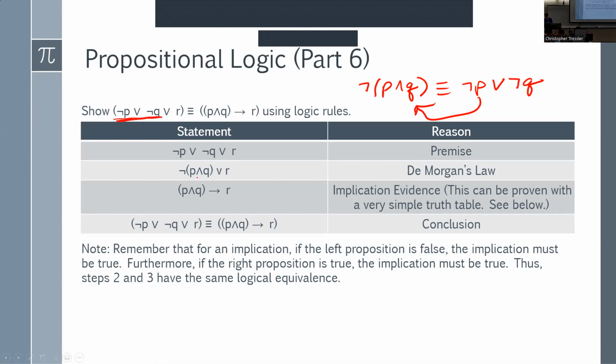Now notice we have implication evidence, which once again I said can be proven by a truth table in itself. We have the negation of an entire proposition, so what that means is that this is the same thing as saying this proposition implies this. So once again, keep that in mind. Then that is our conclusion right there: these two are, yes, logically equivalent.